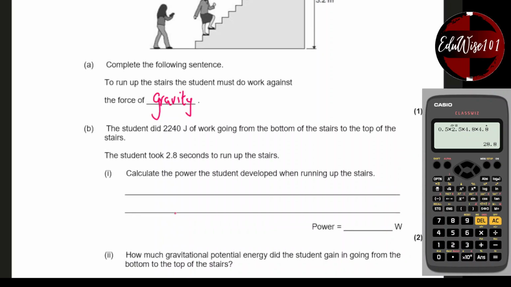A student did 2,240 joules of work going from the bottom of the stairs to the top of the stairs. She took 2.8 seconds to run up the staircase. Calculate the power. Power is energy divided by the time. So, energy or work done is 2,240 divided by 2.8. So, 2,240 divided by 2.8. That would be 800 watts.